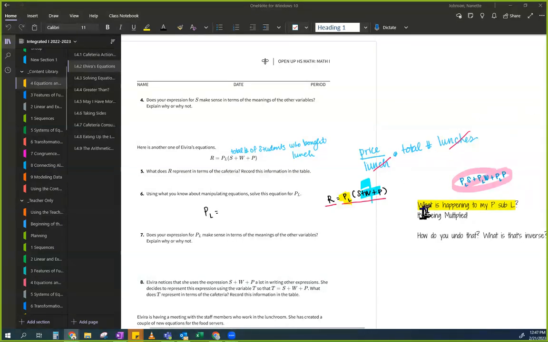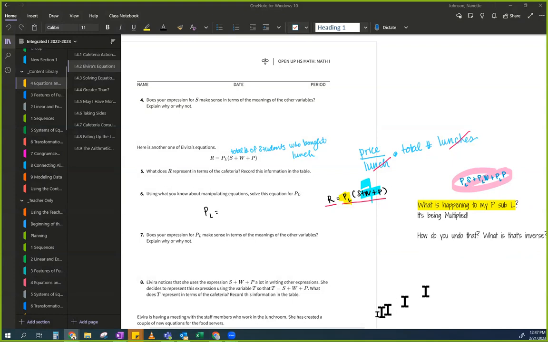One more time. I'm going to start from the beginning. What's happening to P sub L? Yeah, it's being multiplied. And then I say, how do you undo that? How do you undo multiplication? And you all said, divide. Very good. Or what is its inverse? I'm trying to put this as generic, whatever you say here, it would go there. So we would divide.